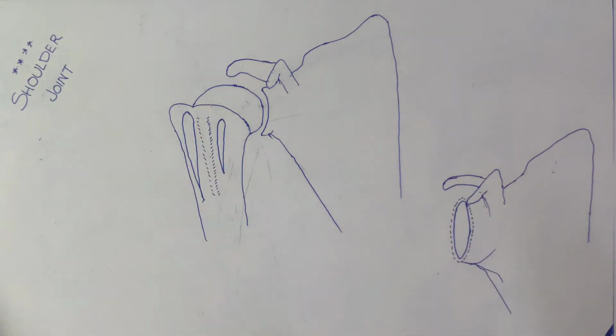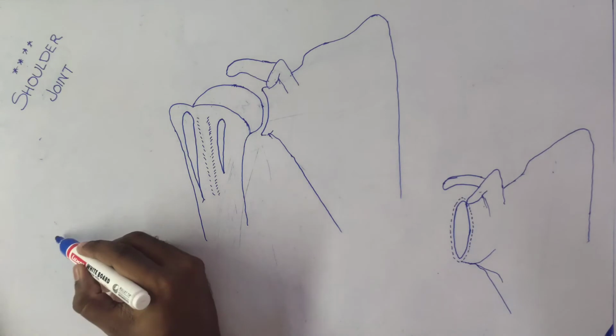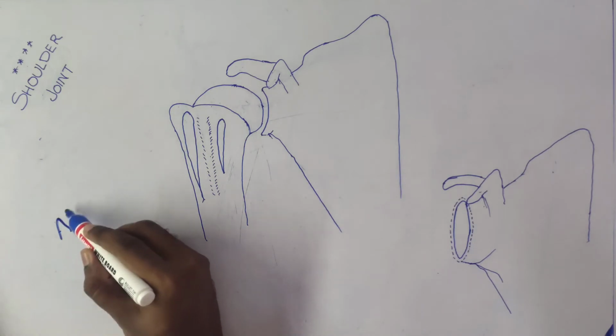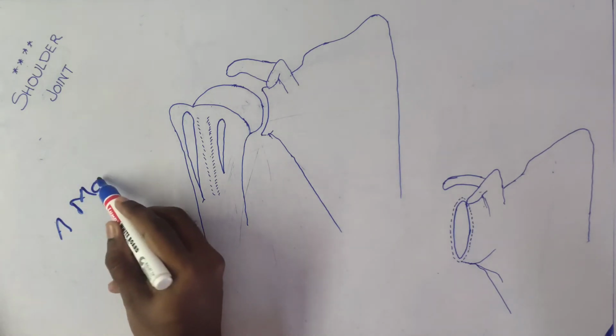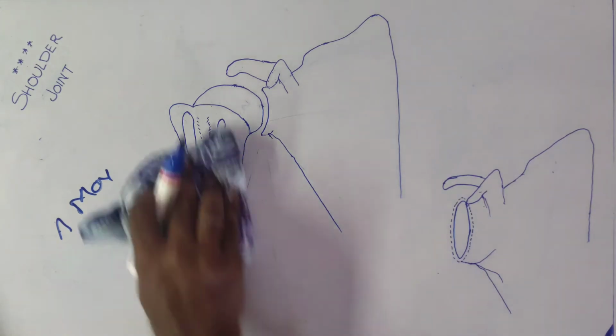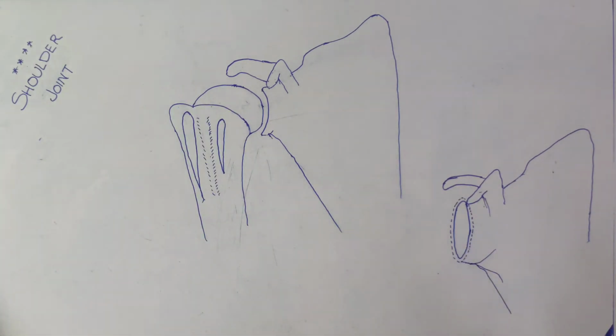It dislocates very easily, and because of this type of articulation, it is the most easily movable joint in the entire body.